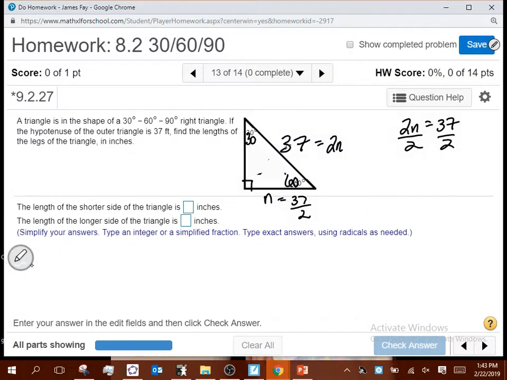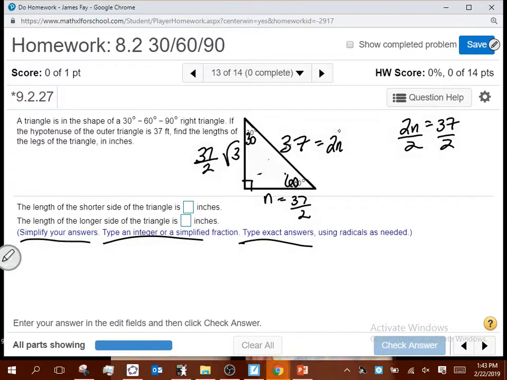All right, now I'm leaving my answers as exact answers because look down here, it says simplify your answers, type an integer or simplified fraction, type exact answers with radicals as needed. So I can't type that, I can't say that's 16.5, or sorry, what would it be? Yeah, I'm going to have to change it to inches here in a little bit, but I can't say that is 18.5. Okay, does that make sense to everybody? They would not accept that. So then over here, this is going to be 37 over 2 radical 3, right?